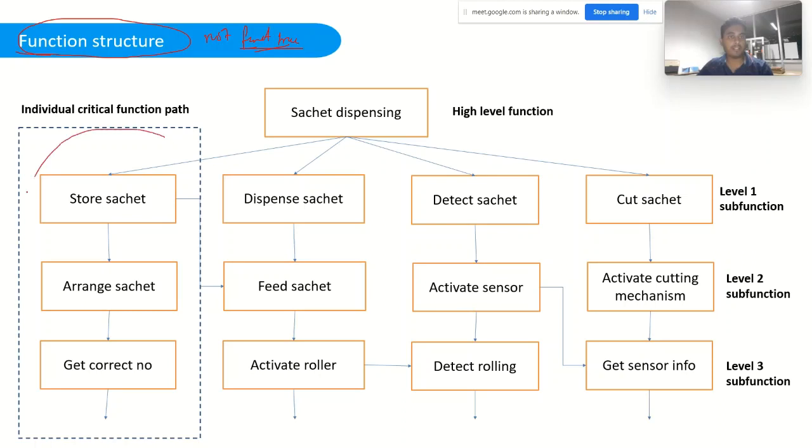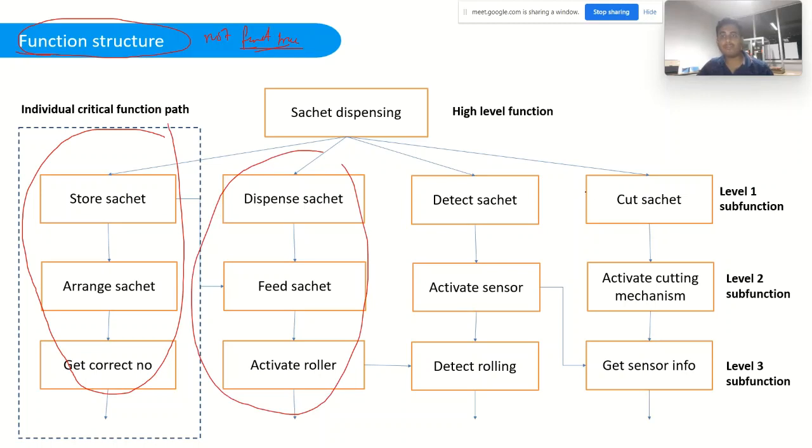Here we have multiple individual critical function paths. This is one critical function path, this is one. Likewise we have four critical functions here. For example, the very high level function can be sachet dispensing, but then the first level sub-functions may require store sachet, dispense sachet, detect sachet, and cut sachets. For storing we need to arrange and then get the correct number. For dispensing we need to feed the sachets, then activate the roller.